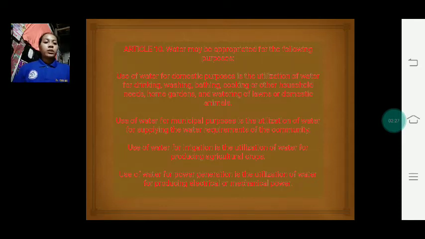Next, use of water for municipal purposes is the utilization of water to supply the water requirements of the community. Next, use of water for irrigation is the utilization of water for producing agricultural crops. Next, use of water for power generation is the utilization of water for producing electrical or mechanical power.